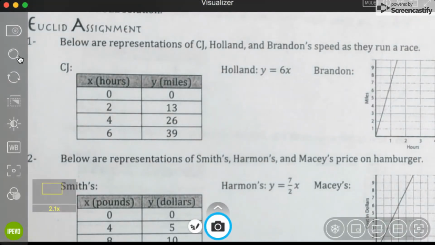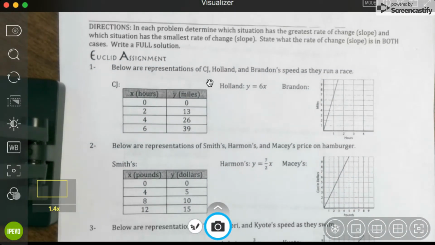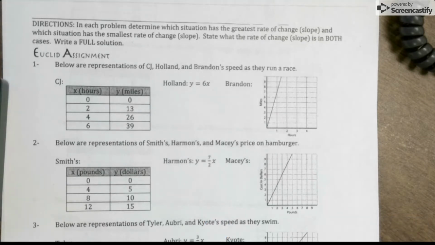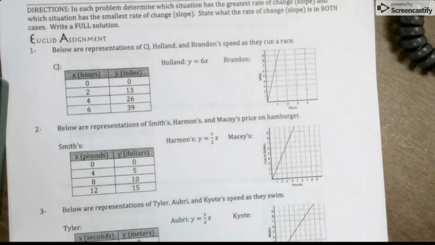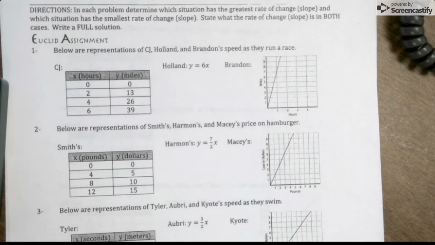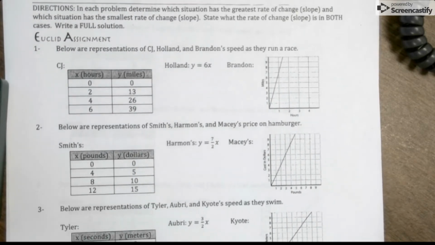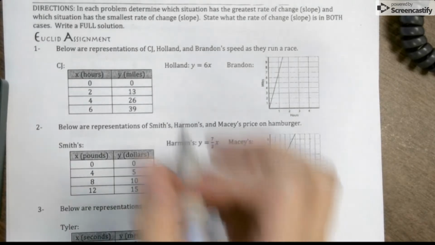All right, so we started with comparing a little bit, but we're going to look at it more today. In order to compare the slopes, we need to know what the slope is, okay?